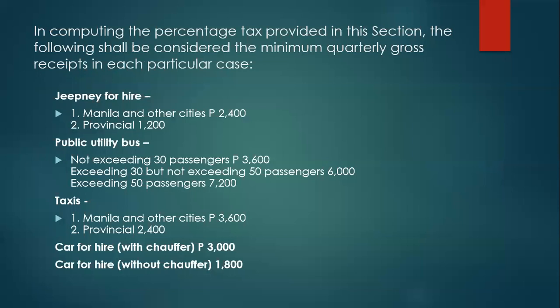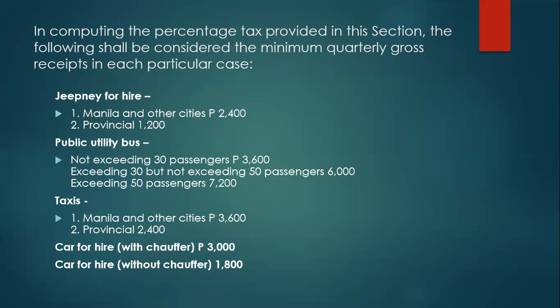So in computing the percentage tax provided in this section, the following shall be considered the minimum quarterly gross receipt in each particular case. This is in support of Section 117 in terms of domestic carriers. Jeepney for hire, Manila and other cities, that's 2,400. Provincial is 1,200. Mao ni ang minimum na sales. Under BIR tax laws, whichever is higher, the actual gross sales or the minimum. So kung jeepney ka, 2,400 kung Manila and other cities.